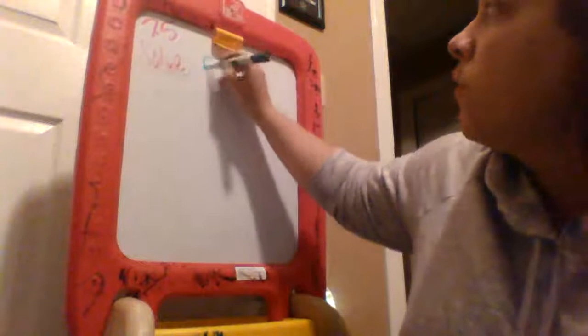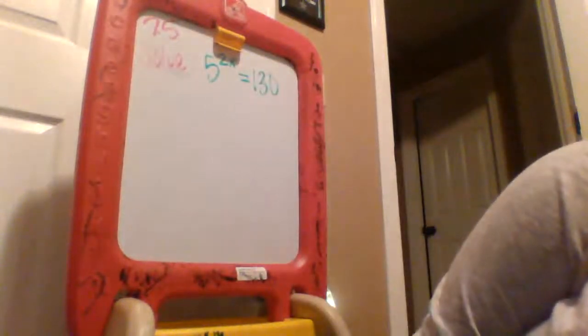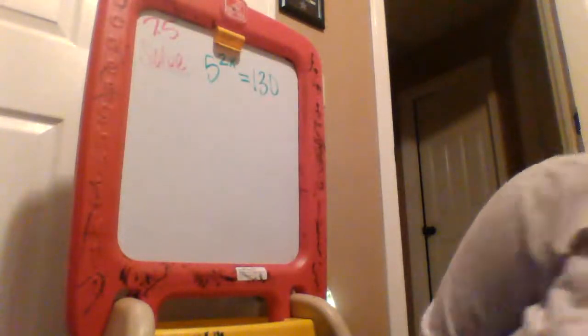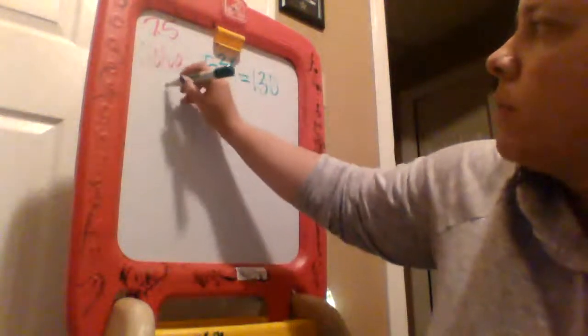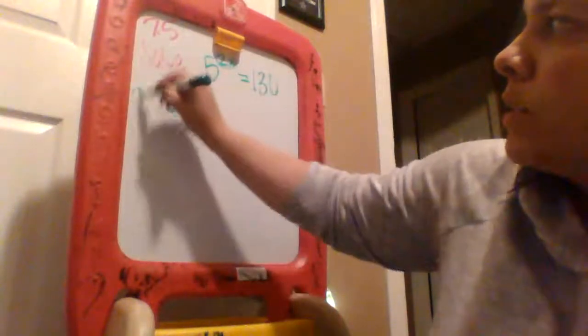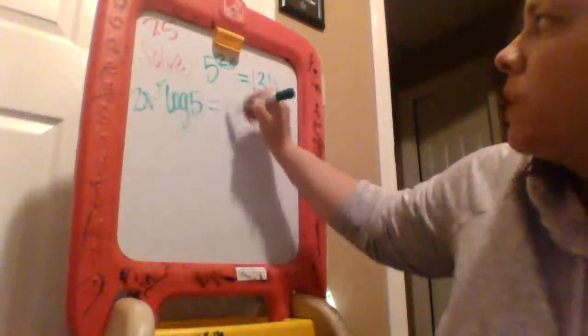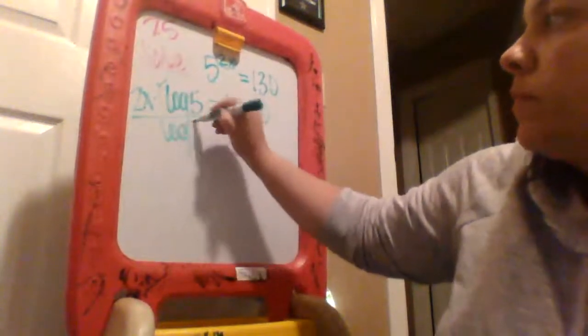All right, so 5 to the 2x equals 130. All right, pause me and go for it. So you should have logged both sides, and I don't care when you're logging. If you want to go ahead and drop that out in one step right there just to save yourself a little bit of time, that's okay. Divide by log 5.